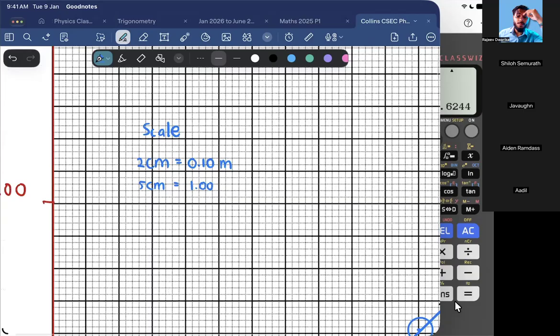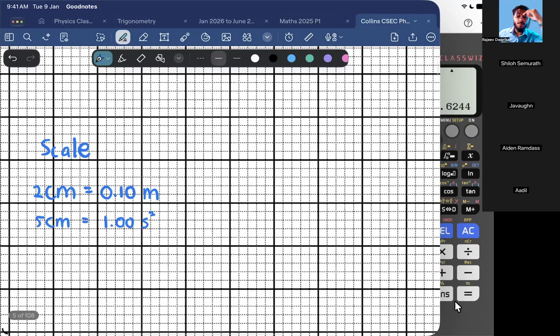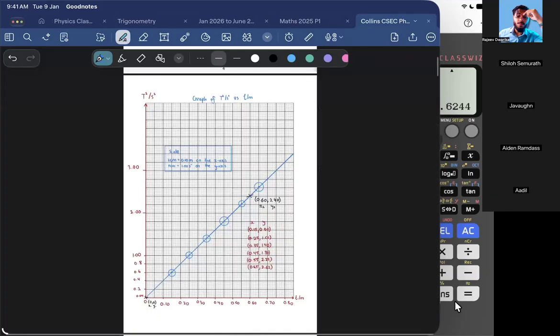And you had to specify, right? So 2 centimeters on the x-axis. So this is the scale. That's what you had to do to get full marks.